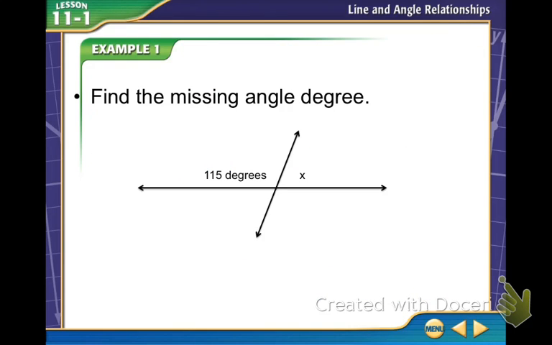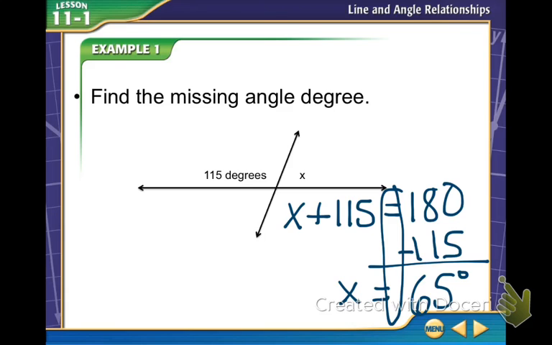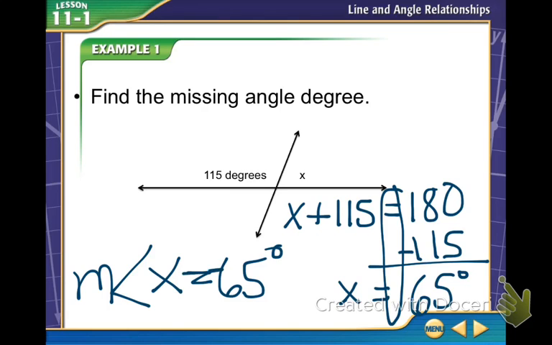Knowing that x plus a 115 degree angle makes a super straight line, supplementary, pause the video and find the value of x. Together, the two angles would add up to 180, so subtracting 115, you would get that the measure of angle x is equal to 65 degrees.